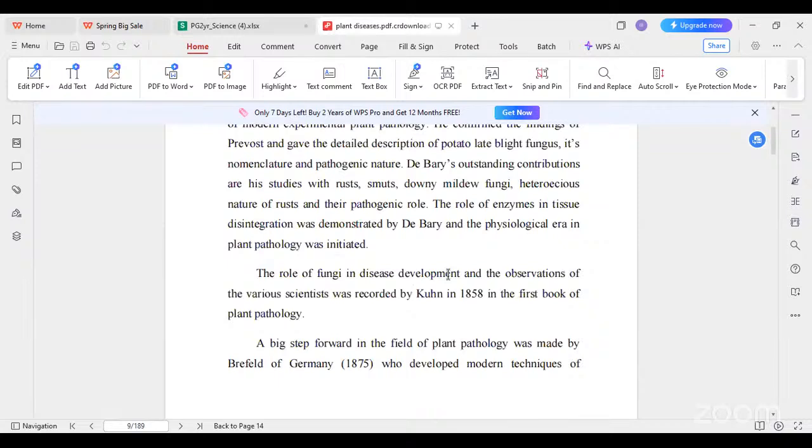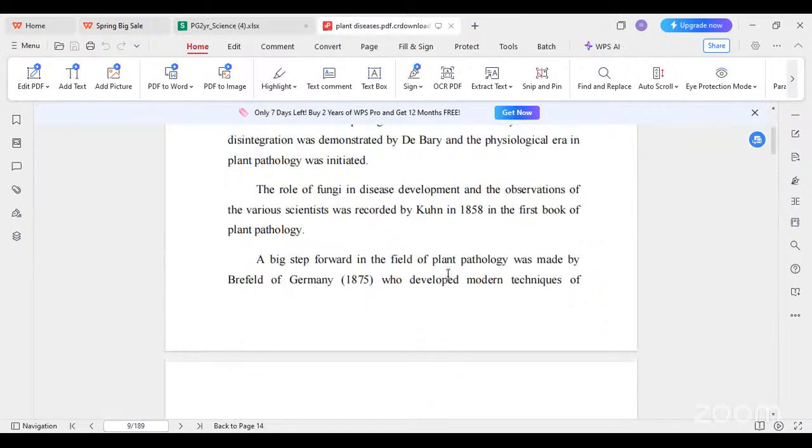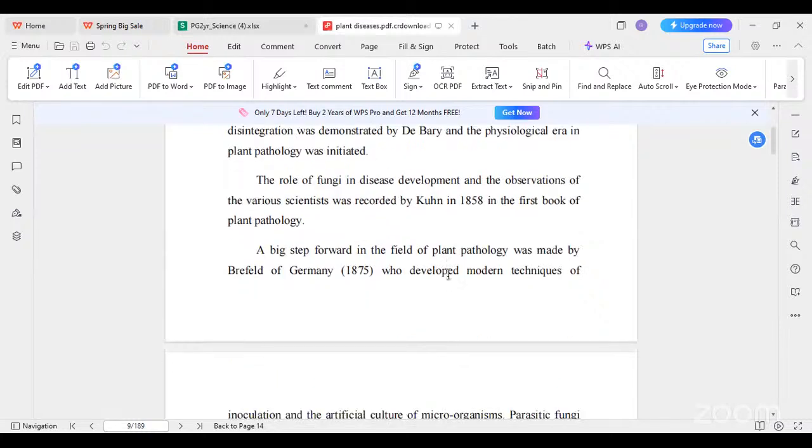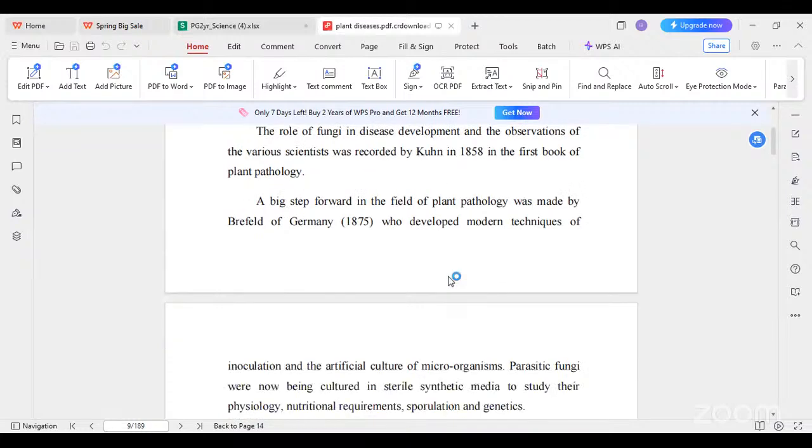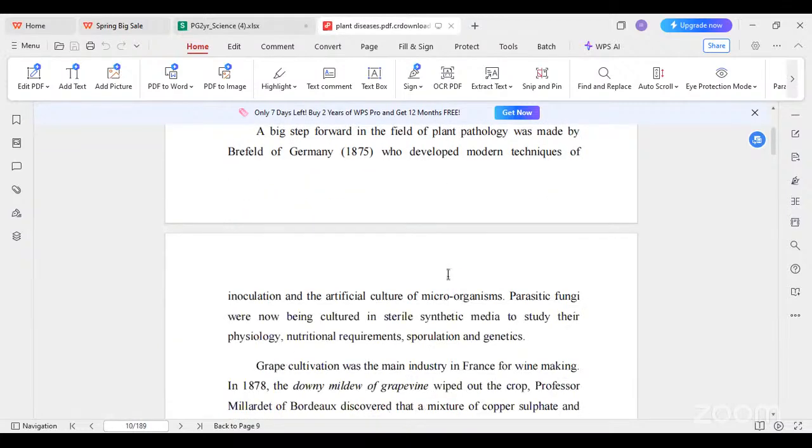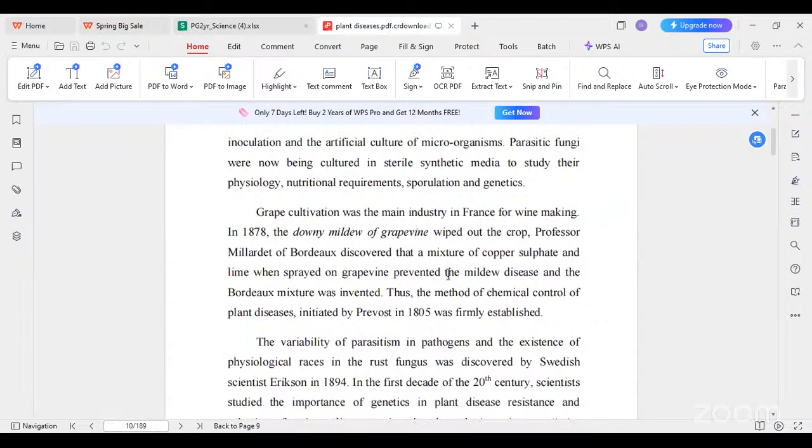The role of fungi in disease development and observations of various scientists was recorded by Kuhn in 1858 in the first book of plant pathology. A big step forward in the field of plant pathology was made by the German scientist Brefeld in 1875, who developed modern techniques of inoculation and artificial culture of microorganisms. Parasitic fungi were now being cultured in sterile synthetic media to study their physiology, nutritional requirements, sporulation, and genetics.